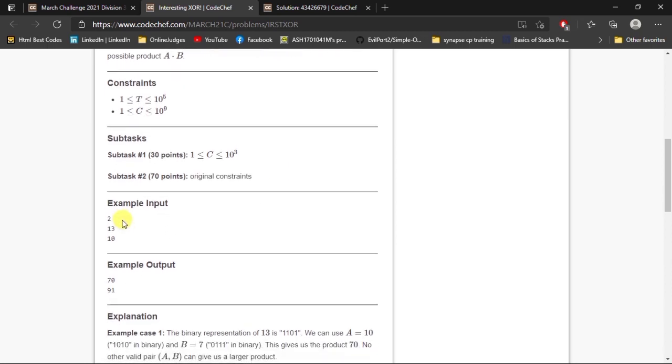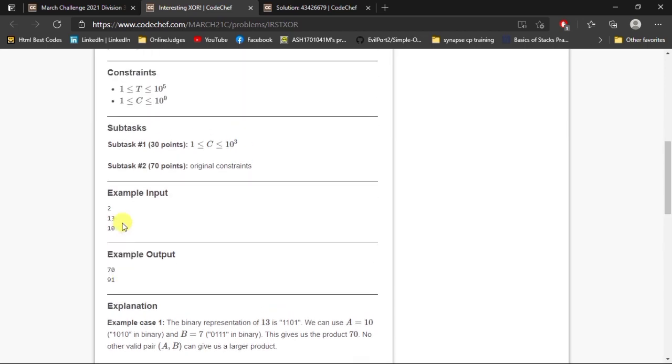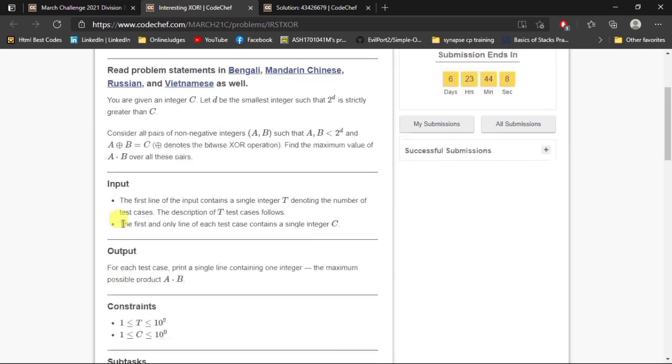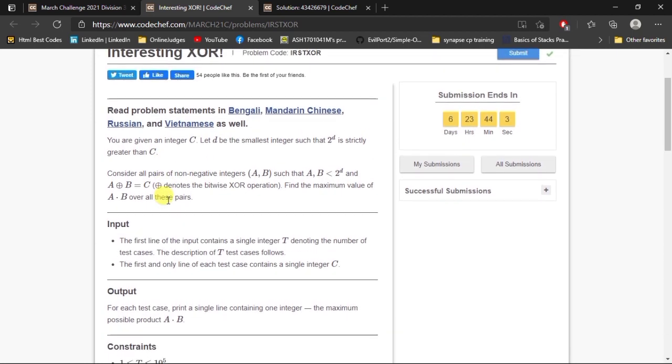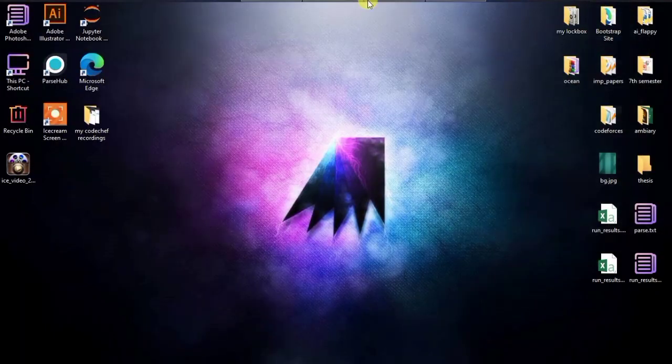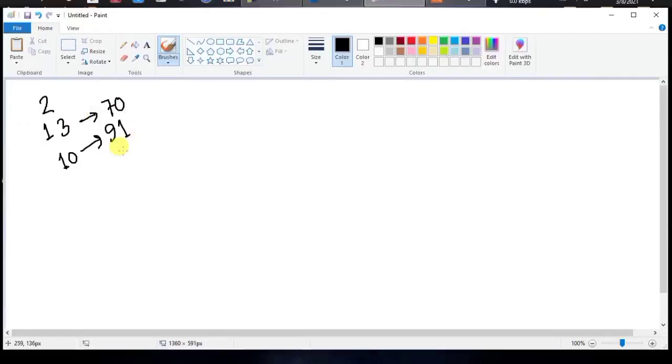There are a few examples given, and I will discuss them also. I think the problem statement is clear for you guys. If it isn't, I'm going to make it clearer here. So this is the number of test cases, and this is our first test case, 13. For 13 the output should be 70, and this is our second test case, 10. For that the output should be 19.